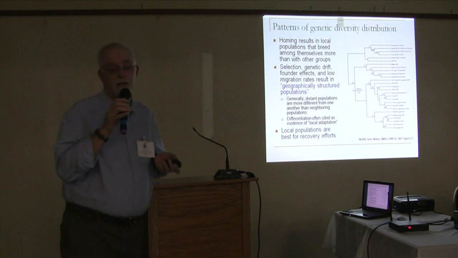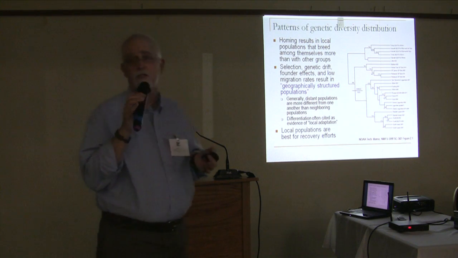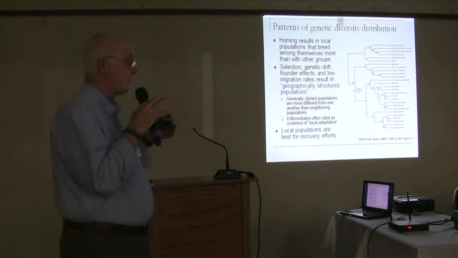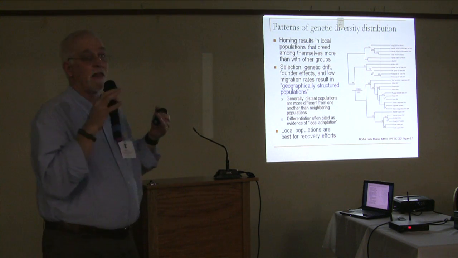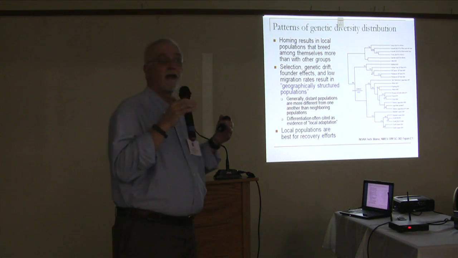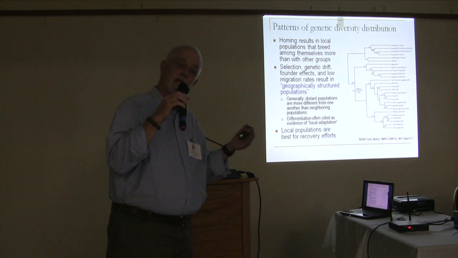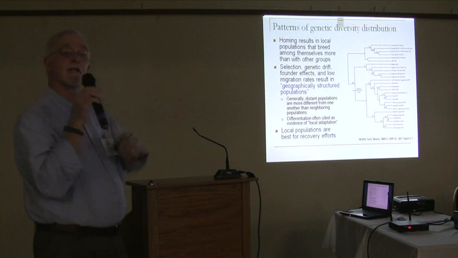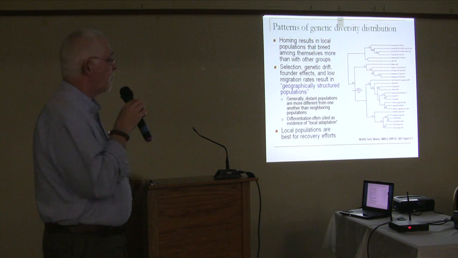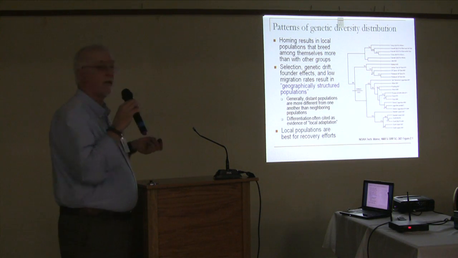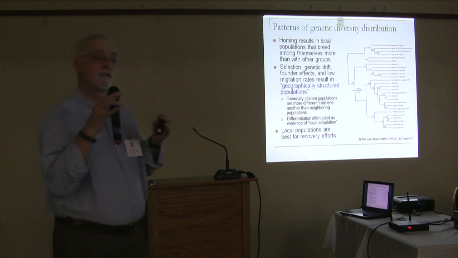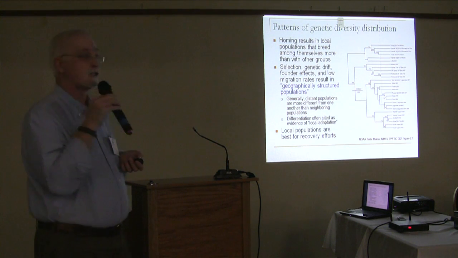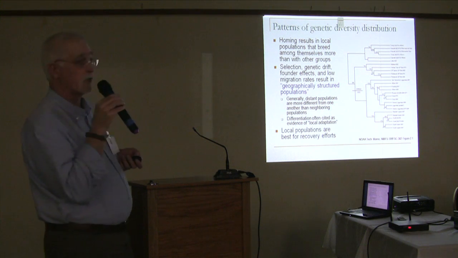Homing of salmon results in the production of local populations, and those local populations are distinct in that individuals within them have a tendency to mate among themselves more than they do with individuals from outside populations or populations that are more distant. A variety of genetic factors then result in those populations becoming distinct from one another, and you get this geographically structured population scenario.